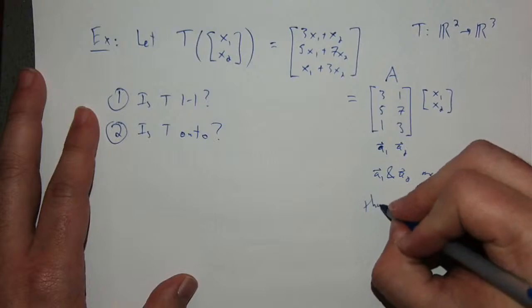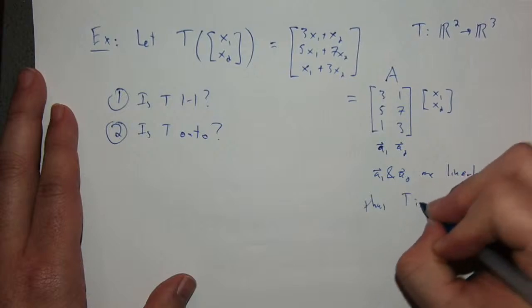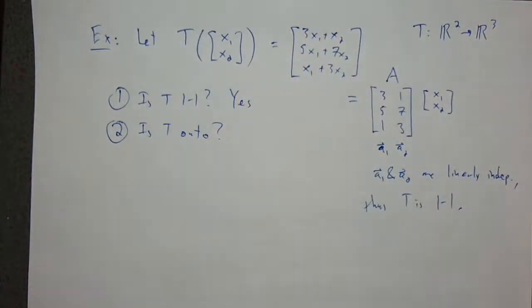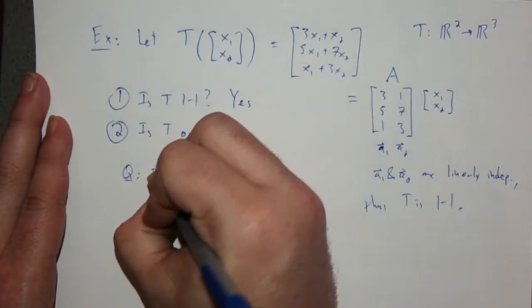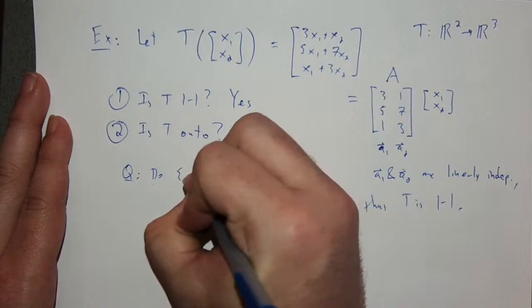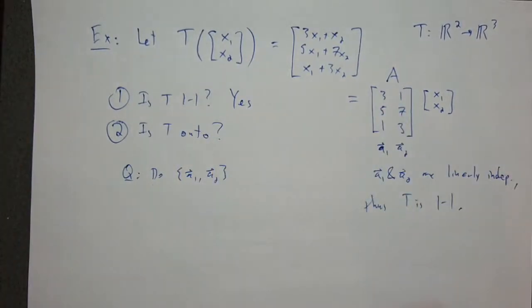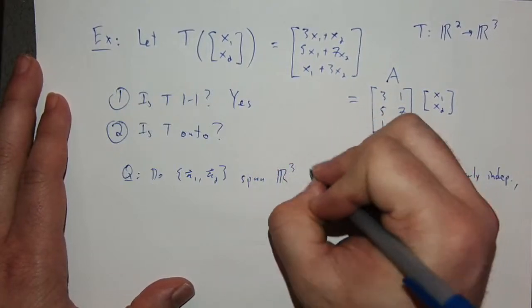Thus, these columns are linearly independent. Thus, T is 1-to-1. So, is T 1-to-1? Yes. Is T onto? That is, the question: do the vectors a1, a2 span R3?